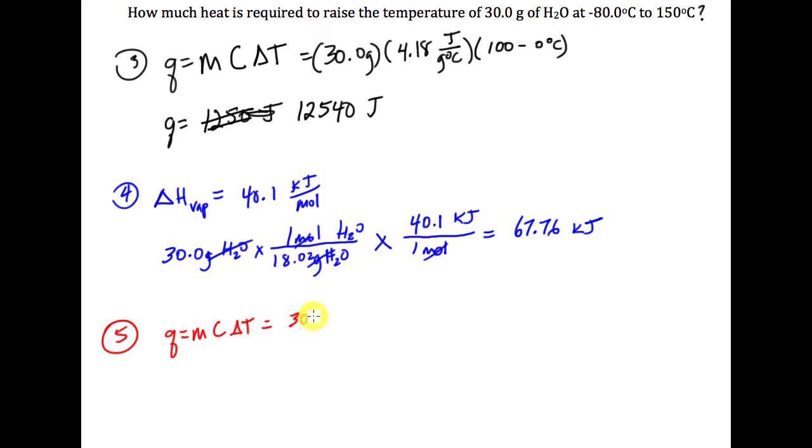Again, 30 grams. Specific heat: now that I have steam, I'm going to have a different number here, and the number is 1.84 joule per gram degrees Celsius. My change in temperature is going to be final 150 minus 100.